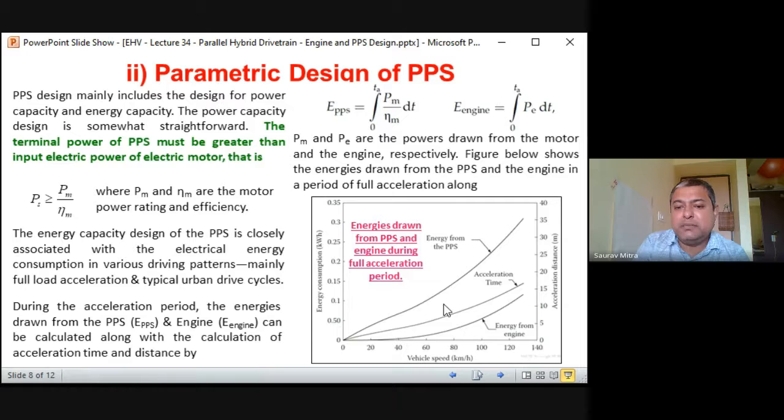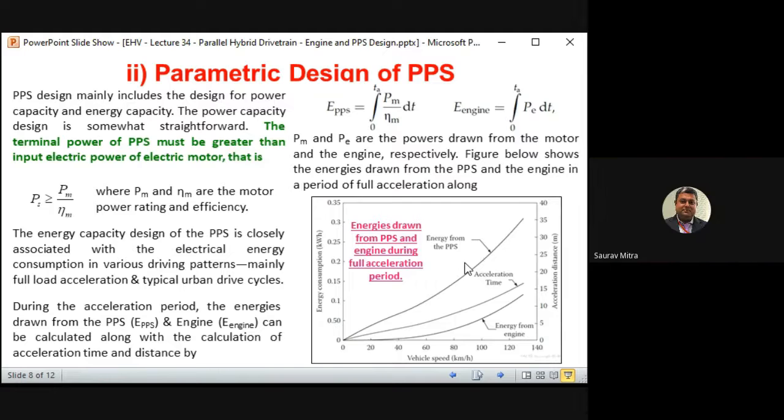During normal driving, this graph is not there. The PPS graph is not there, because in normal driving, no energy is being supplied by the PPS. Only during the acceleration period does the PPS come into the picture, and it is discharging too much power. Whenever the vehicle comes into normal driving, the PPS is absent, and the engine is producing all the power. This is the acceleration distance. Acceleration distance is also increasing, and acceleration power is also increasing.